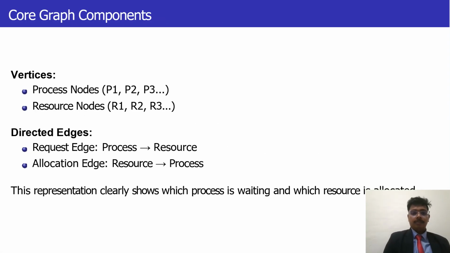Four graph components. In the resource allocation graph, there are two types of vertices, process node and resource node. Process nodes represent running programs, while resource nodes represent system resources. There are also two types of directed edges, a request edge and an allocation edge. A request edge from a process to a resource shows that the process is waiting. An allocation edge from a resource to a process shows that the resource is currently assigned. This structure makes it easy to analyze dependencies.